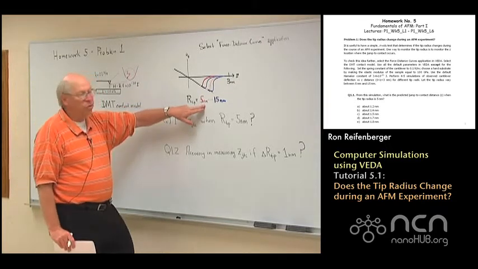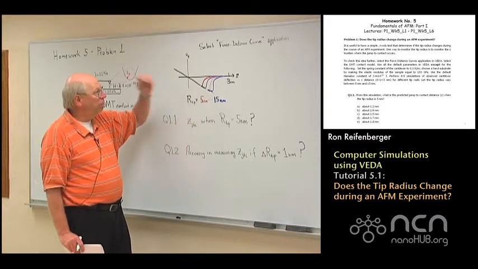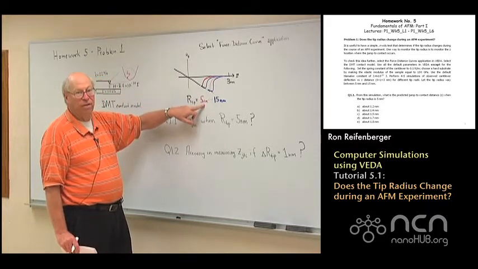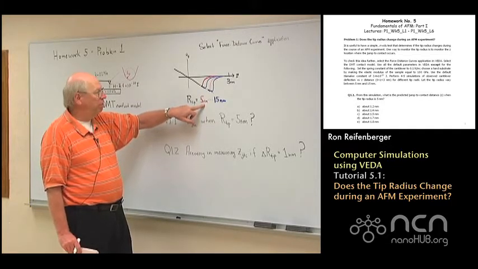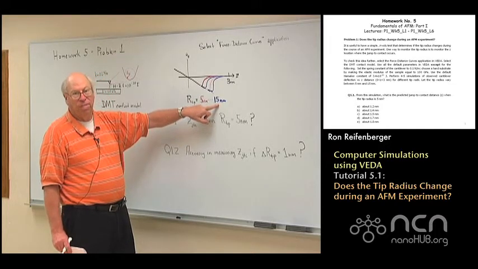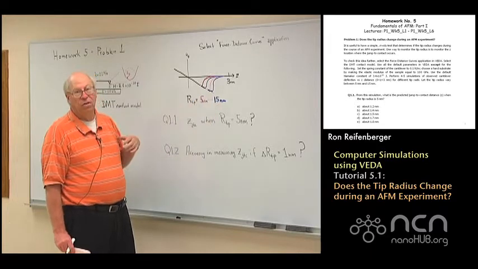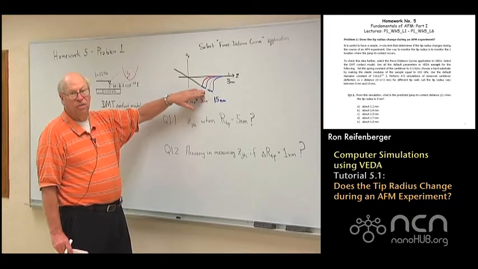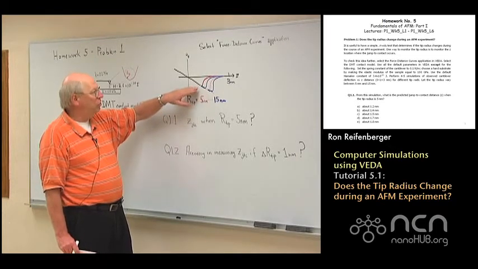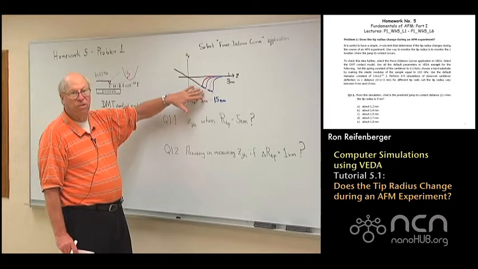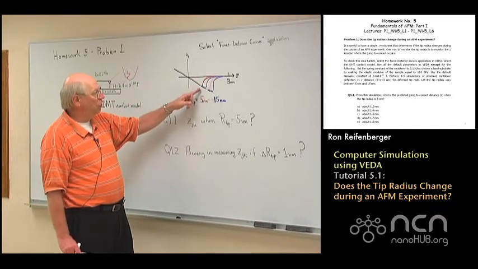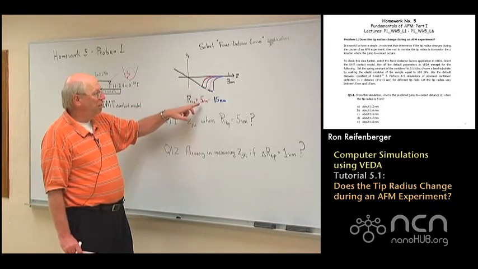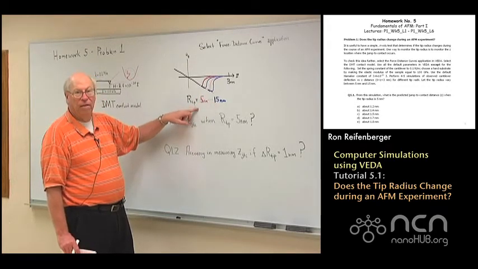And what we're going to do is run a sequence of force distance curves where we systematically vary the tip radius. The minimum tip radius is specified in the problem as 5 nanometers. The maximum tip radius is specified in the problem as 15 nanometers. Now, if you've executed this program correctly and you select plot all in VEDA, you should see a sequence of curves that roughly resembles this. Each curve is offset from the other because there are different tip radii involved.